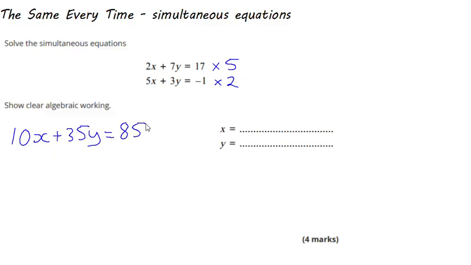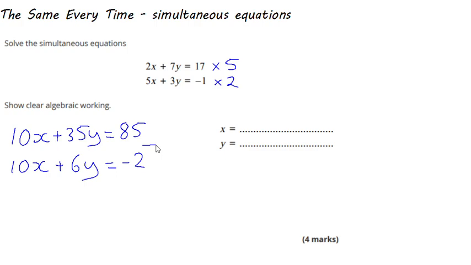You certainly can use your calculator on these things if the numbers get a little bit big. Multiply the bottom equation by 2. That gives me 10 times x, 10x. Then plus 3 times positive 2 gives me plus 6, positive 6y. And that's going to be equal to -1 times 2, which is -2. Then we notice, of course, that the x is 10x in the top equation and 10x in the bottom equation. So we subtract: 10x take away 10x is 0, subtracting the bottom equation from the top equation.